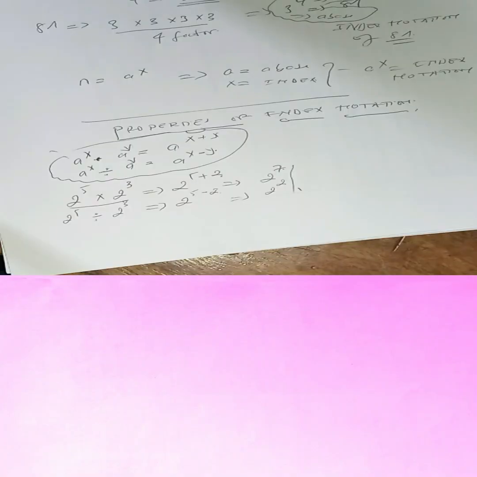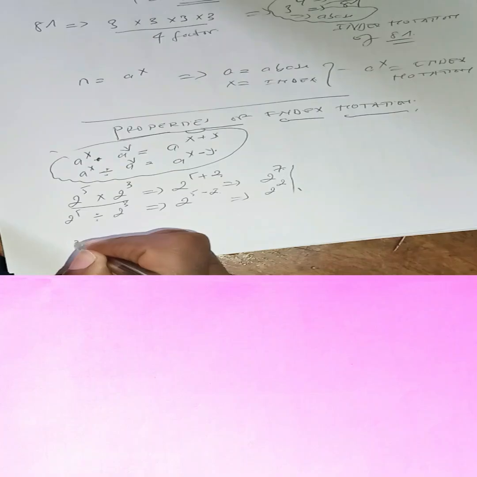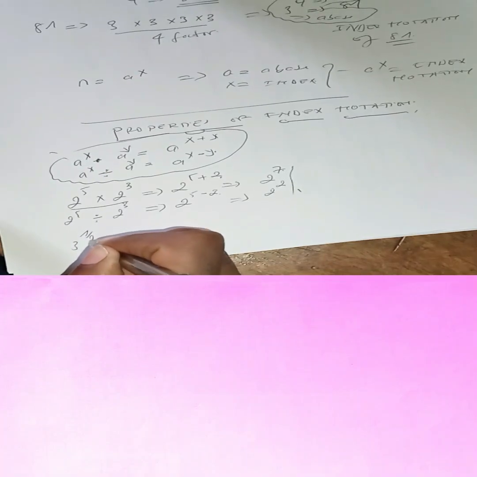Not only for whole numbers, but also we can have fraction numbers. For example, you can have 3 power 1 over 2.